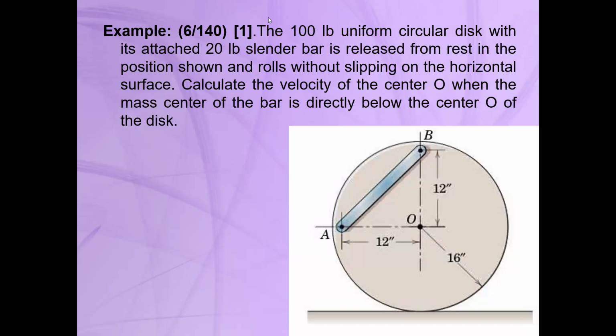Okay, the next example, we have the 100-pound uniform circular disc with its attached 20-pound slender bar, released from rest.